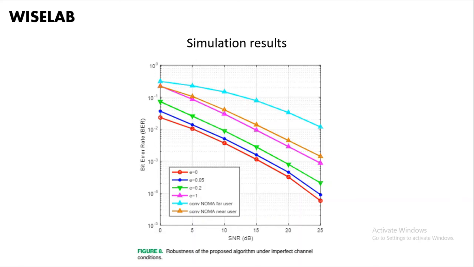imperfect channel characteristics. And as we can observe, this E is a factor which is adding more imperfectness in the channel. Even when we have imperfect channel conditions, which simulates the real world application, we can observe that our proposed technology still performs much better compared to a conventional far NOMA user and a conventional near NOMA user.